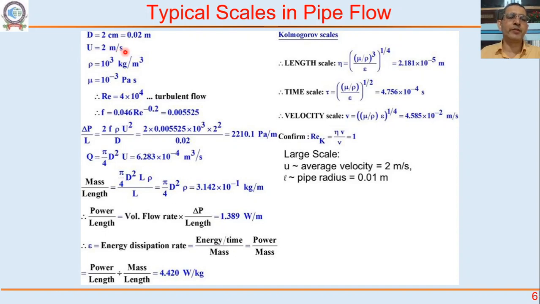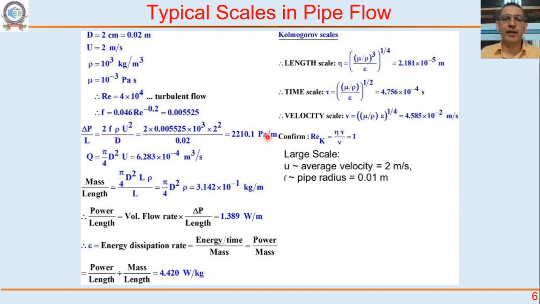Velocity is 2 meters per second. Rho is 1000, mu is 10 raised to minus 3. So Reynolds number in the pipe, D V rho by mu, where U is the average velocity, cross section averaged, is 4 into 10 raised to 4. Friction factor is 0.046 Re raised to minus 0.2. Let's say it's a smooth pipe, 0.005525.